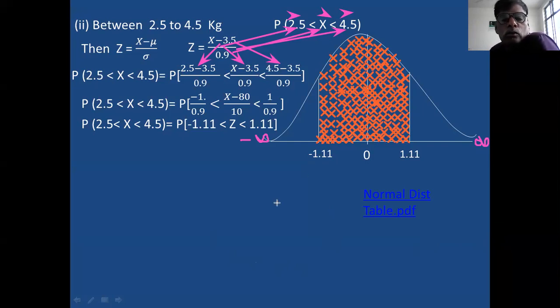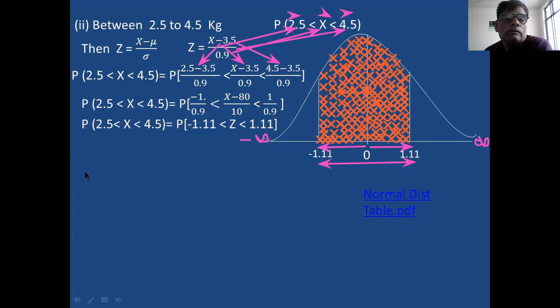Your area required is this area, minus 1.11 to plus 1.11. How to calculate this area? This area you ascertain with the help of 0 to minus 1.11 and 0 to plus 1.11. The total area is the value of your probability.